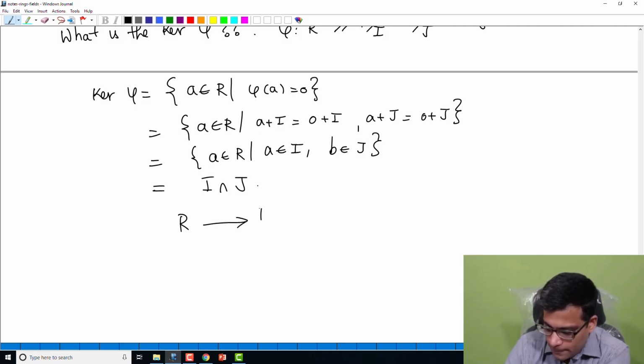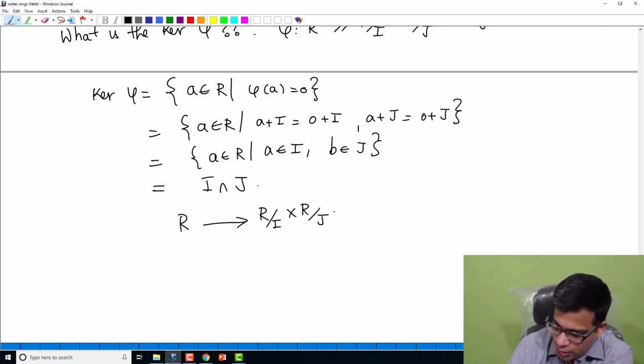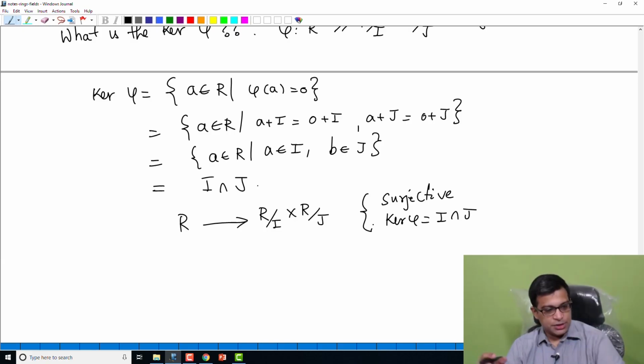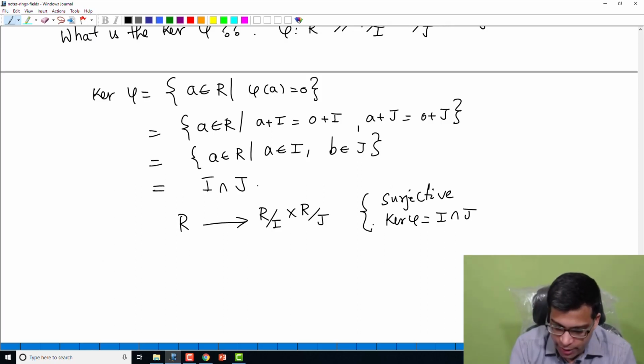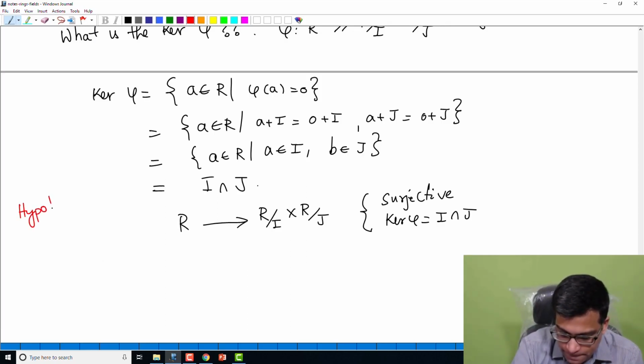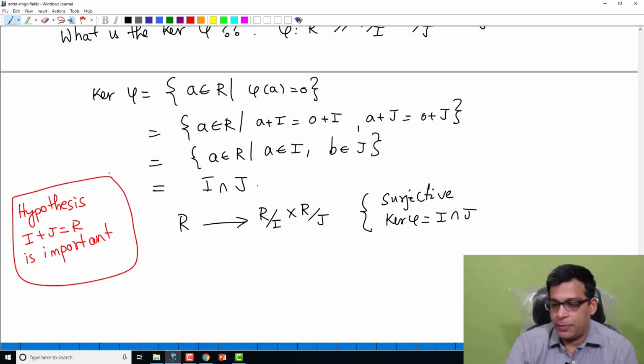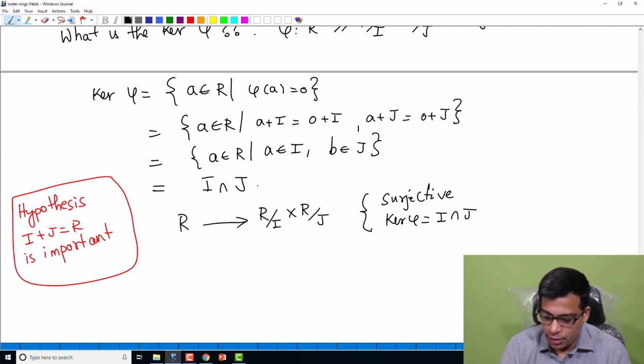So, we understand now everything about this map, R to R mod I cross R mod J. So, this is surjective, that means image is all of R mod I cross R mod J and kernel is I intersection J. Okay, so, this is a useful problem to keep in mind, and again I will reiterate the crucial hypothesis that I plus J is equal to R is important, and it is a good exercise for you to think of an example where I plus J will not be equal to R and this map is not surjective.